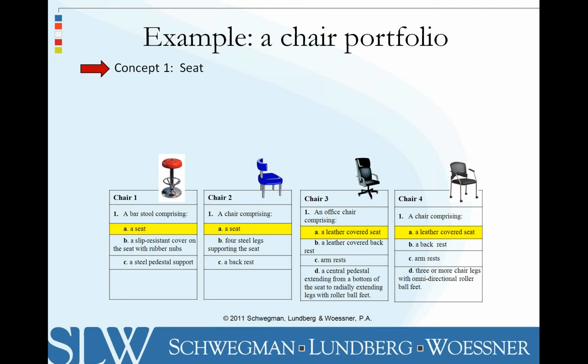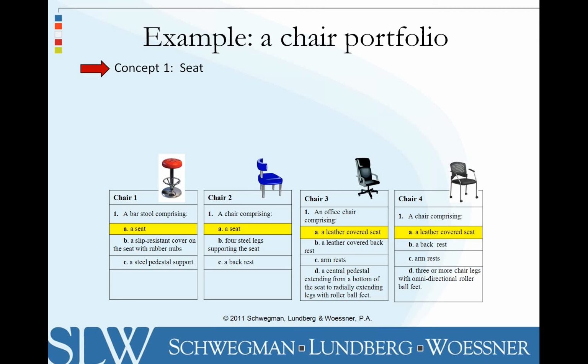And if we look through these 4 chair claims, we realize the first thing is that each of these 4 chair claims requires the concept of a seat. So we can pull out this scope concept, this idea that each of these chair claims requires a seat of some sort. And we can see that chair 1 and chair 2, the language is actually a seat, which is very close to the concept that we pulled out. But chair 3 and chair 4 both require a leather-covered seat. So what we've done is we've abstracted that more specific claim element into a broader idea that then encompasses more claims.